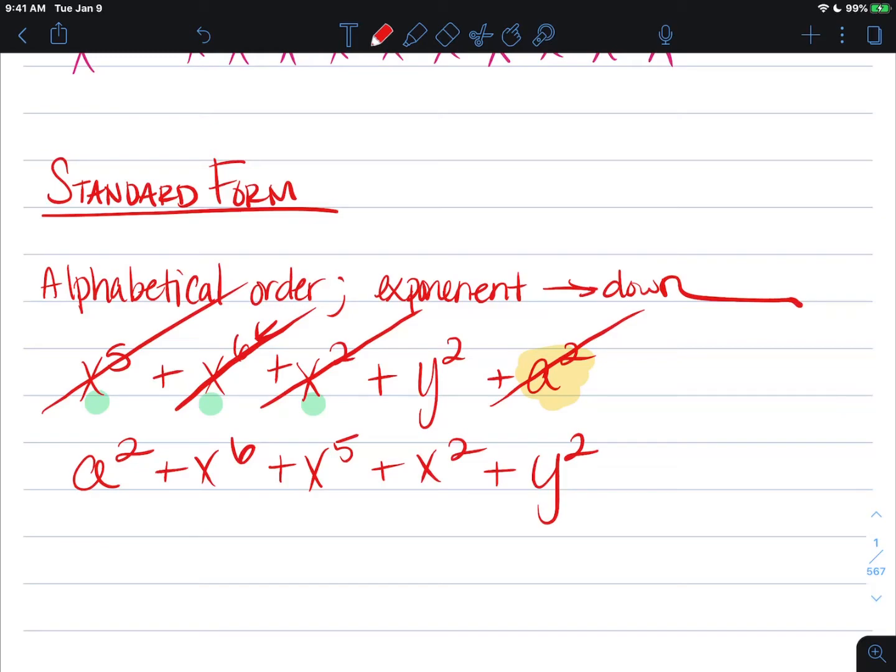So, no matter what you're doing, usually standard form is going to mean alphabetical order, A, B, C, D, E, F, G, and going exponents that are large to small, biggest to smallest. All right, let's go ahead and get into today's lesson.